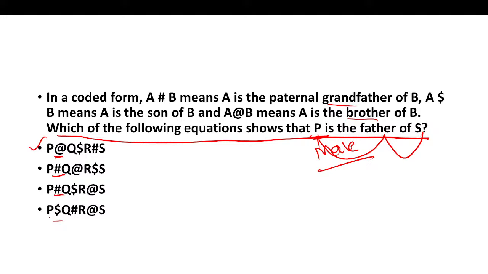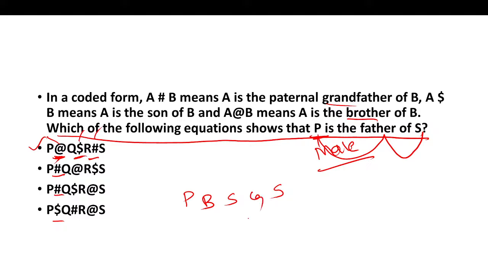So use the logic. Option 1 first. Between P and S, how many symbols are there? One, two, three symbols are there. First symbol is what? At the rate. At the rate indicates brother. And dollar indicates son. Hash indicates grandfather.